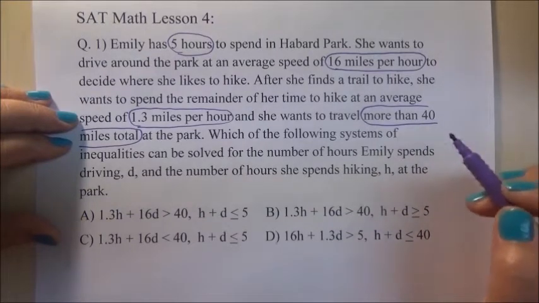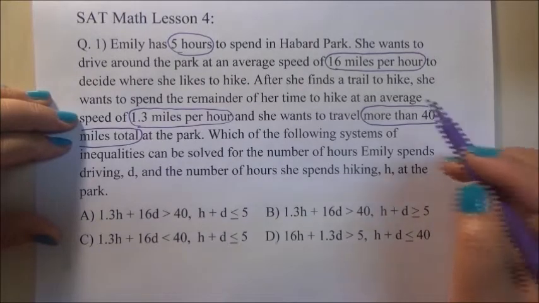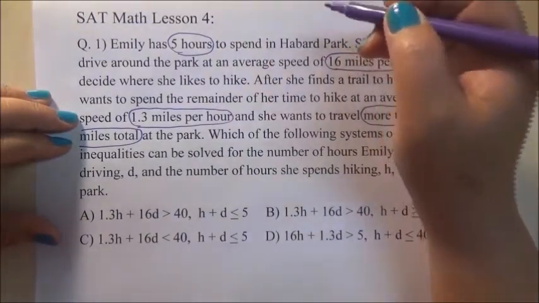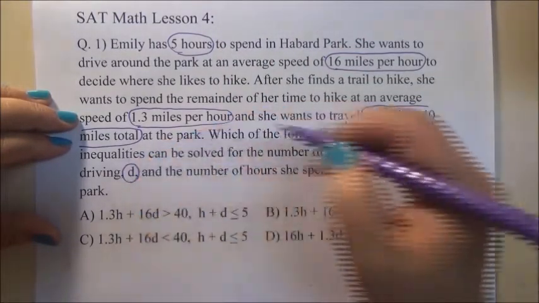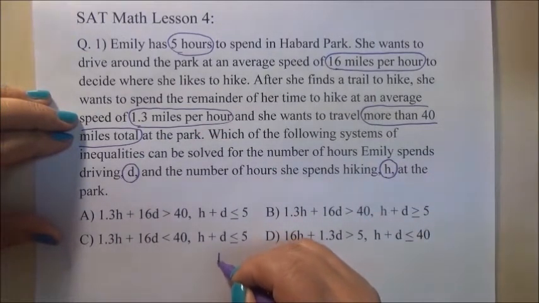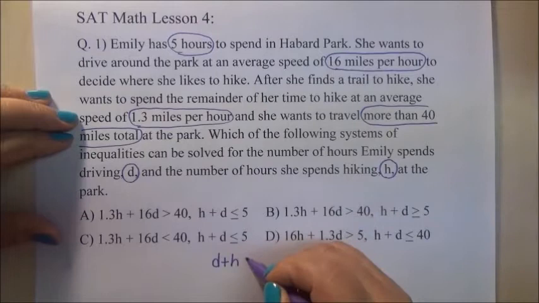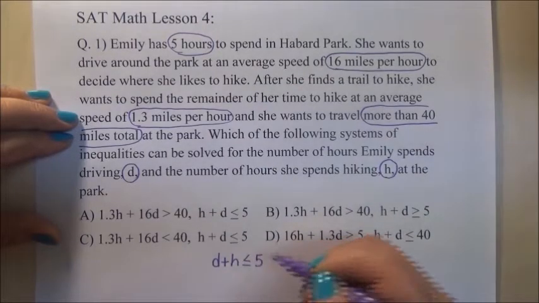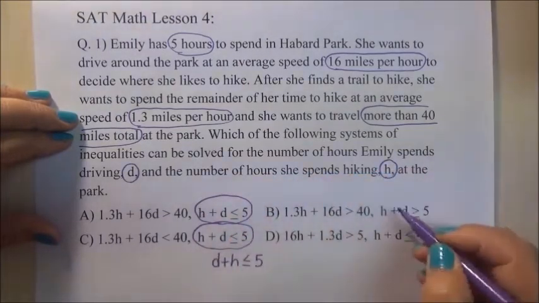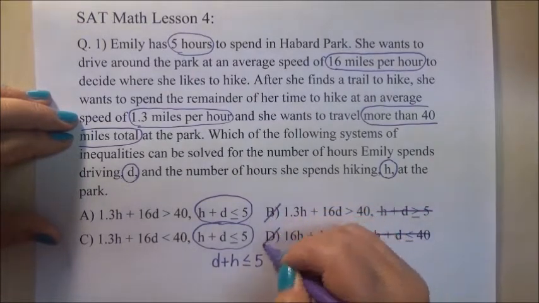So the easiest thing to do is just think 5 hours is both driving hours and hiking hours. So we can say D plus H is less than or equal to 5 hours. So we see one of the answers here and here, but not this one, not this one. And then we can eliminate B and D.